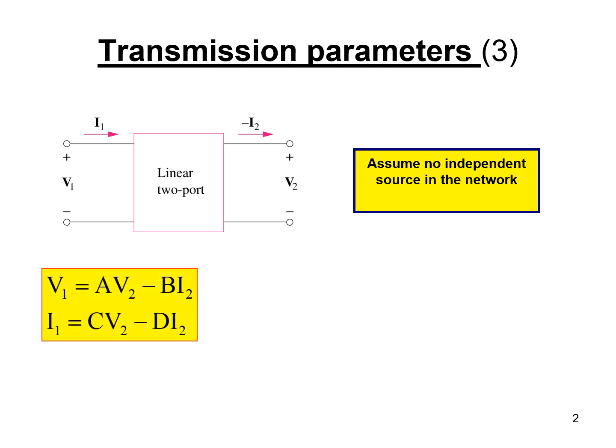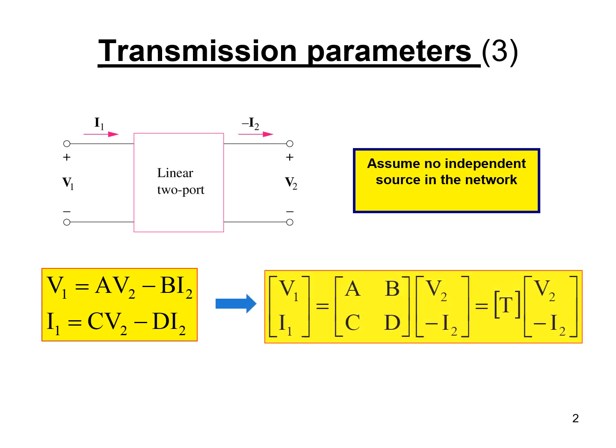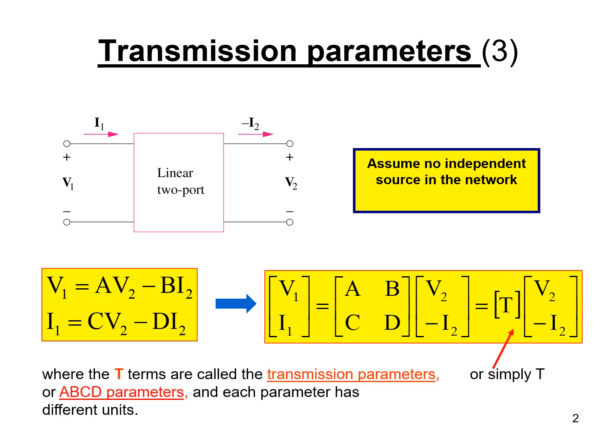And we have these two equations: V1 equals A V2 minus B I2, and I1 equals C V2 minus D I2. If we arrange it in this form, we get the parameters A, B, C, and D, and this is what is called the transmission parameters. T is the transmission parameters, simply T. People call it A, B, C, D, and each parameter has different units.